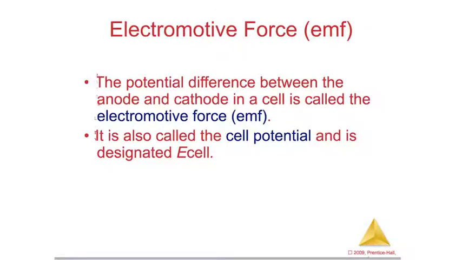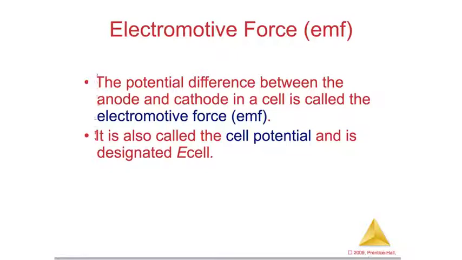The potential difference between the anode and the cathode in a cell is called the EMF. It's electromotive force. It's also called the cell potential and is designated as E cell. It's often referred to as cell voltage. And for any cell reaction that proceeds spontaneously, like the one in the voltaic cell example that we took a look at, the cell potential will be a positive value.